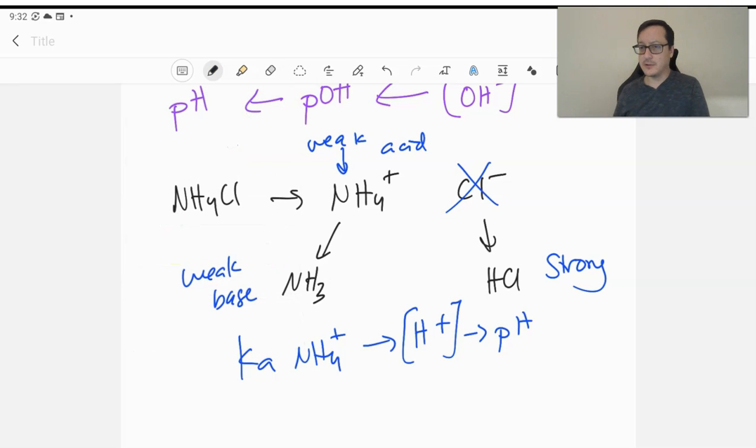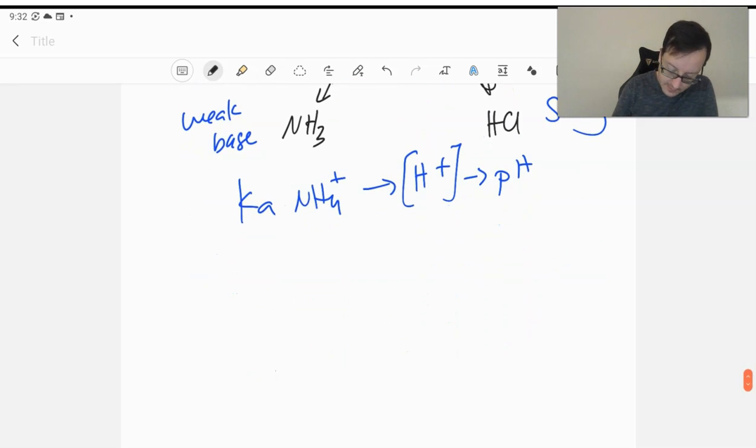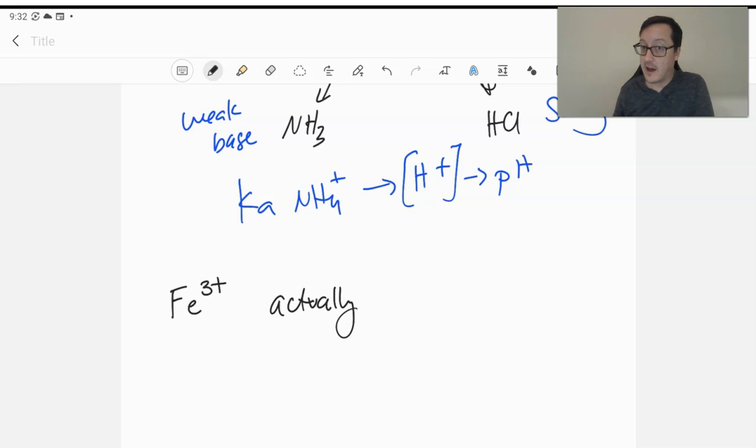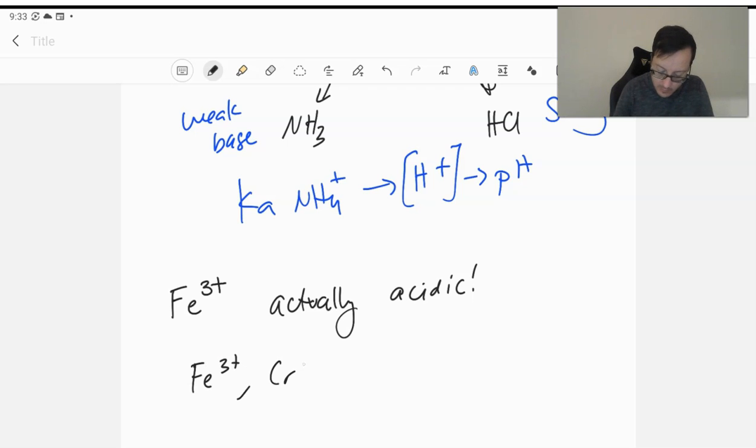Sometimes, by the way, there are some interesting things that happen in complex ion chemistry. For example, when we think about the iron 3 ion, it looks normal, but it actually is quite acidic. We're going to see that many +3 ions are actually acidic for the most part. Those are iron, chromium... I have to cheat here and look. We've got our 3+ ions. These are fairly acidic.